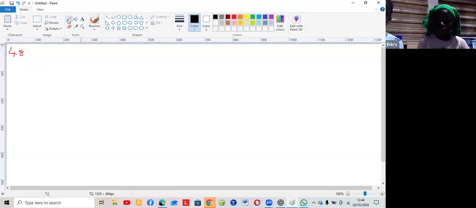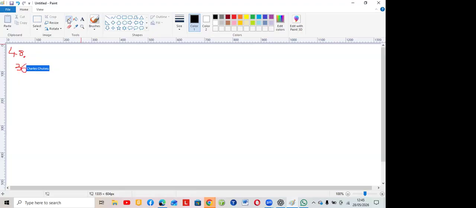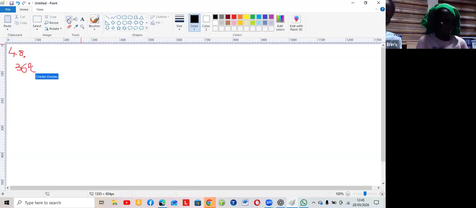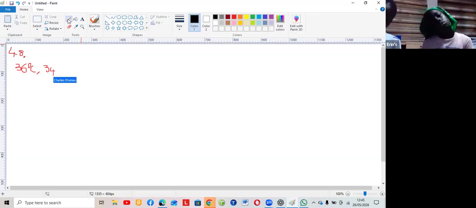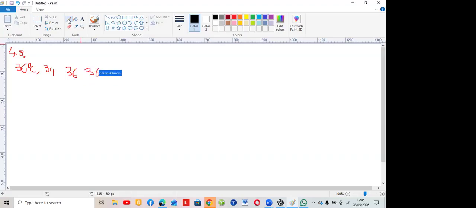The weather forecast for a specific week in the state are 36 degrees Celsius, 34 degrees Celsius, 36 degrees Celsius, 36 degrees Celsius, 34 degrees Celsius, 35 degrees Celsius. Find the mean. This one is simple now.